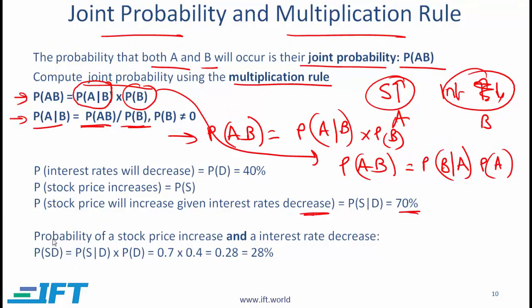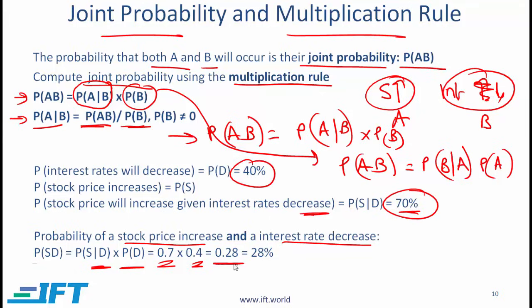Now, the question is, what is the joint probability? The joint probability that the stock price will increase and interest rates will decrease. It is expressed like this, P(SD), and we have learned through the multiplication rule that P(SD) is equal to P(S given D) times probability of D, which is 0.7 from here times 0.4 from here. So our answer is 0.28 or 28%.